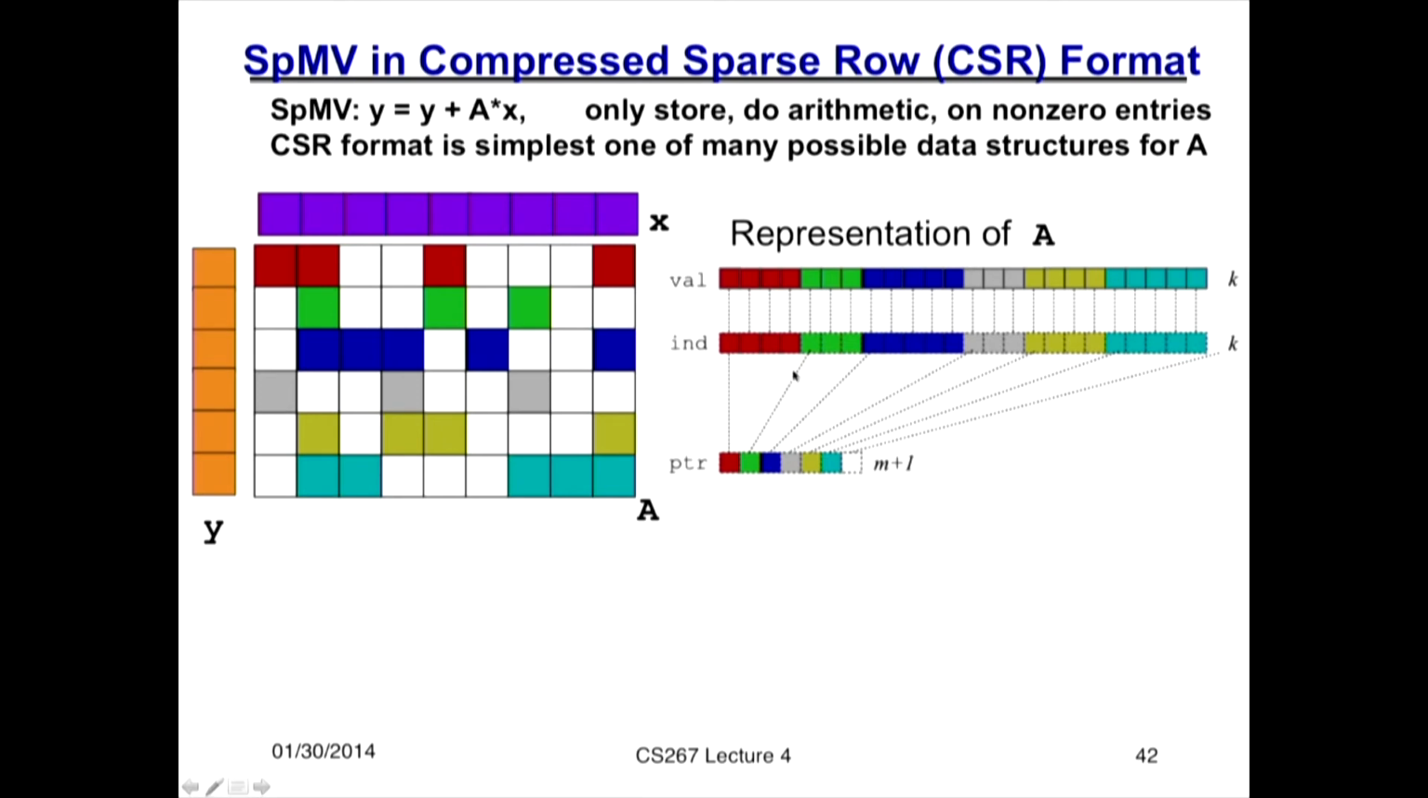But I still don't know where one row ends and the next row begins. So I need one more array to tell me where the beginning of each row is. That one points there, and that one points there. And so I know this row begins at that point, and it ends at the next value minus 1. And so that's going to be my data structure.